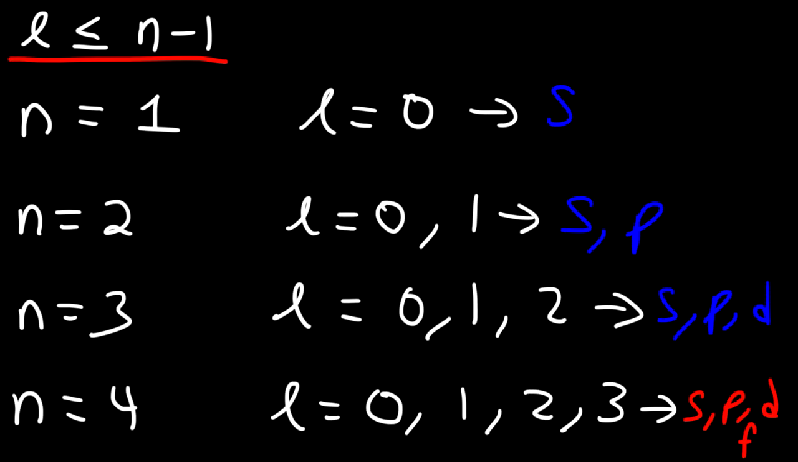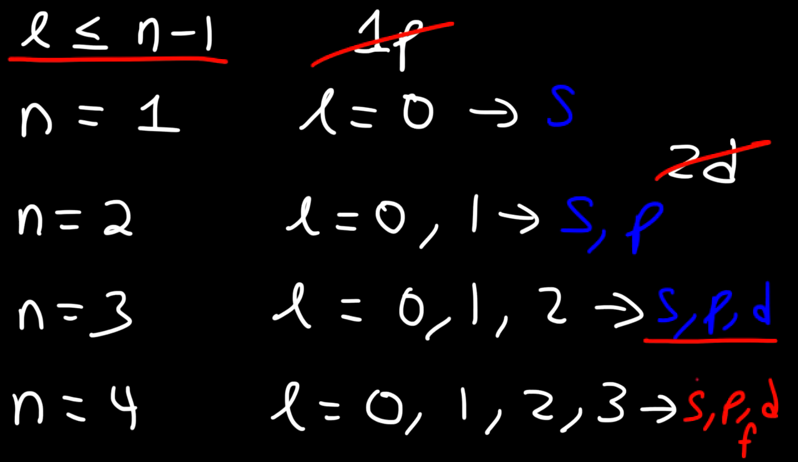Now notice that there's no 1p sublevel. This does not exist. The first energy level doesn't have the p sublevel. And let's say if you were to write the electron configuration for an element, you'll know that there is no 2d sublevel. You have 2s and 2p, but not 2d. In the third level, you could have 3s, 3p, 3d, but not 3f. So 3f is not possible. Now you could have 4f, that's possible.